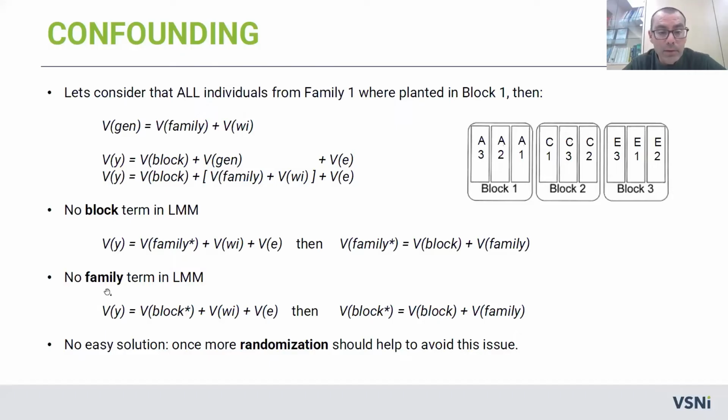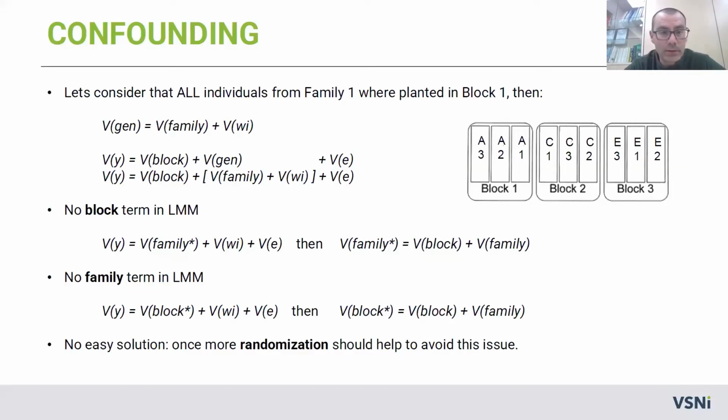And then if I ignore the family term and just focus on the within family, because of the confounding between block and family, I'm going to have an inflated block variance, which is actually going to have some genetic components in it. So that's not going to be ideal in either case. And so you don't want this to happen.